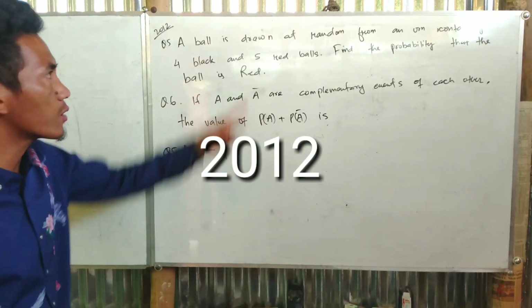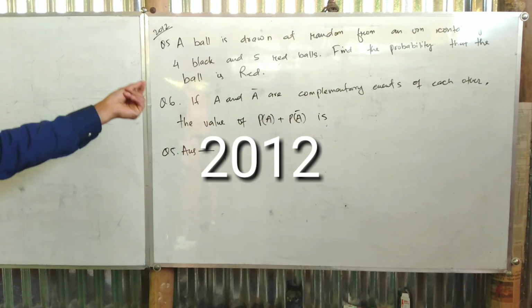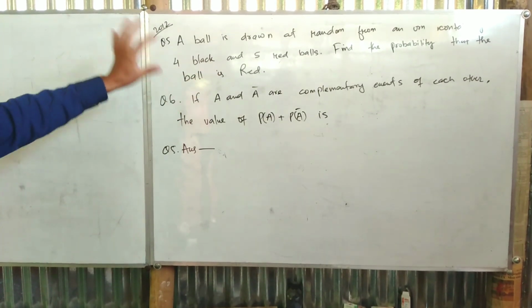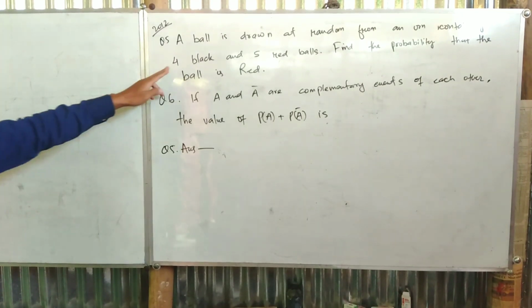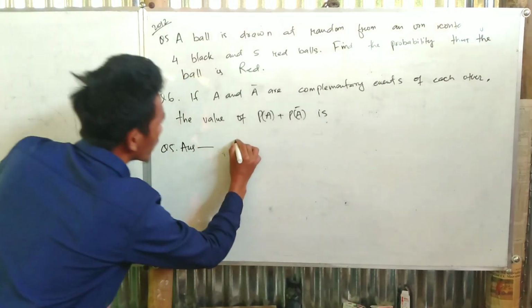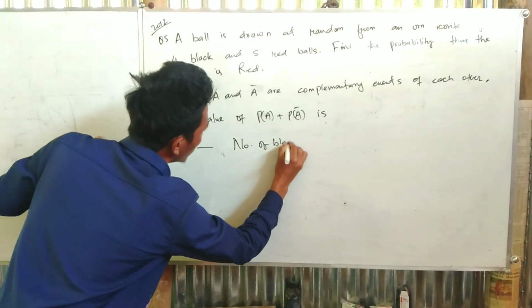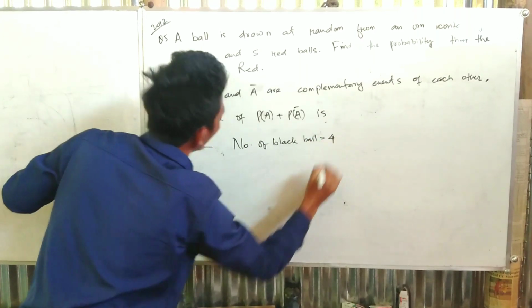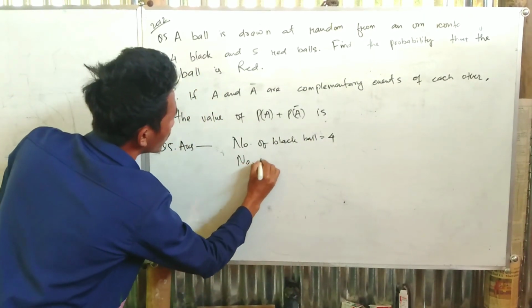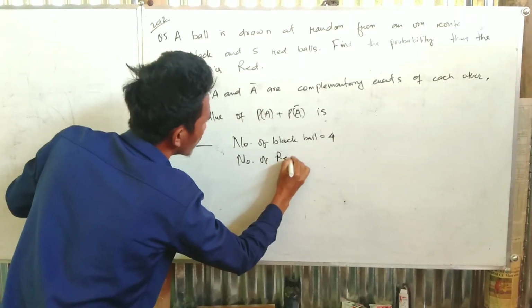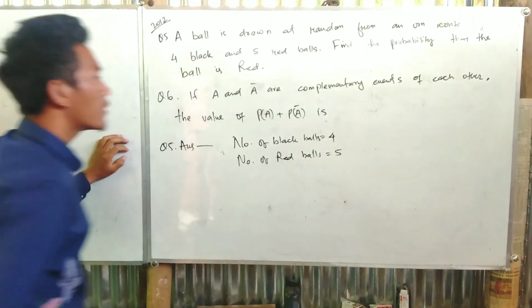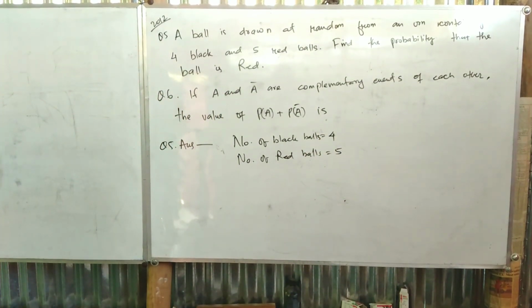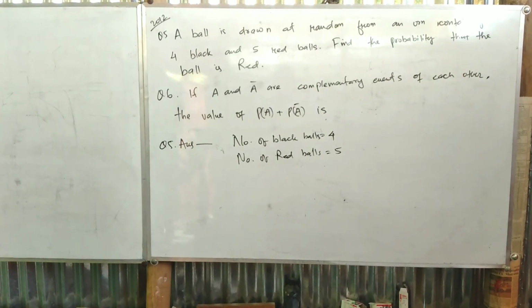Okay, now a ball is drawn at random from an urn containing 4 black and 5 red balls. Okay, random. The question mentions 4 black balls. Number of black balls is 4. Number of red balls is equal to 5. A ball is drawn, we are drawing at random.